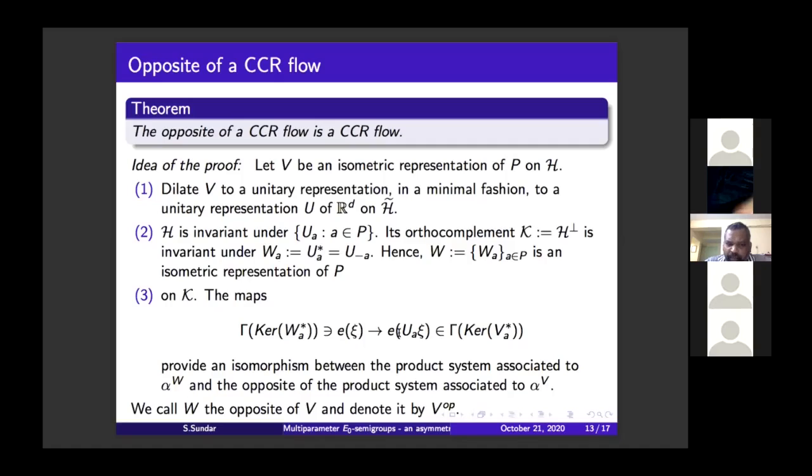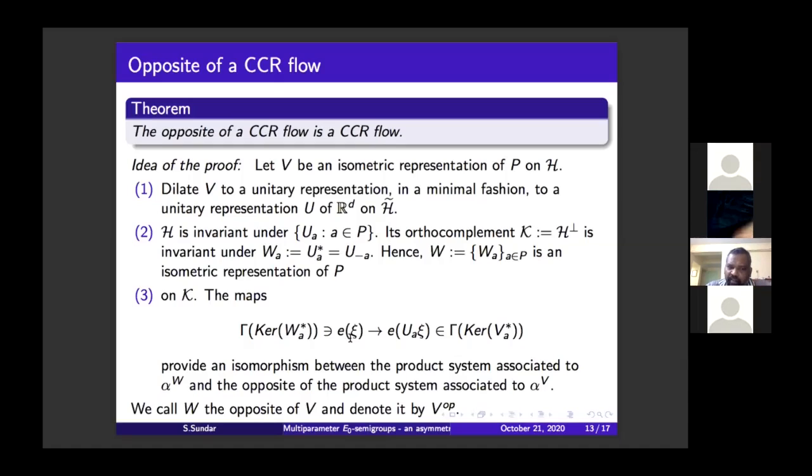You can verify that this map is well defined, and this provides an isomorphism between the CCR flow alpha W and the opposite of alpha V. Alpha W is the CCR flow associated to W. Alpha V is the CCR flow associated to V. This map provides an isomorphism between the product system associated to alpha W and the opposite of the product system associated to alpha V. Therefore, the opposite of a CCR flow is a CCR flow, and the opposite is the CCR flow associated to W, and I call W V opposite. Okay.